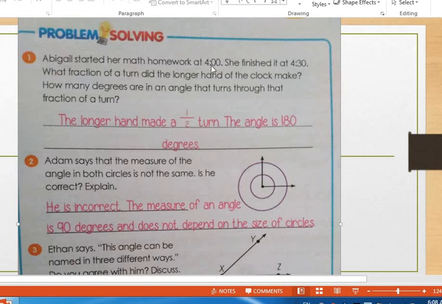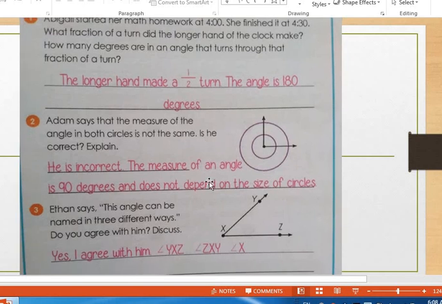At 4 o'clock, the long minute hand was pointing to the number 12, and then it turned to the number 6. So it turns a half turn. The angle is 180 degrees. Draw the clock and do it by yourself.